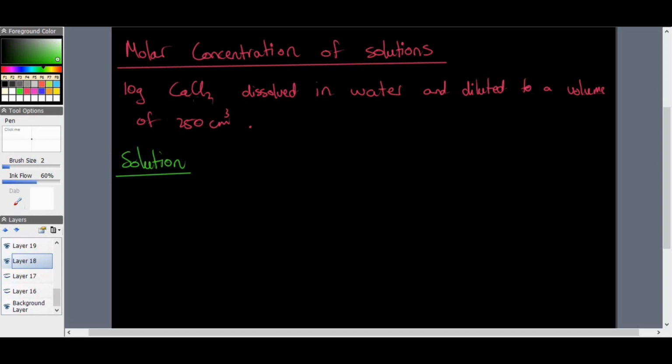first calculate the molar mass of calcium chloride. So the molar mass of calcium chloride would be equal to, about, calcium is 40 plus chlorine is 35,5, and we have 2 of them, so 2 times 35,5, that should be about 71 plus 40, yeah, 111 grams per mole. That's the molar mass of calcium chloride.